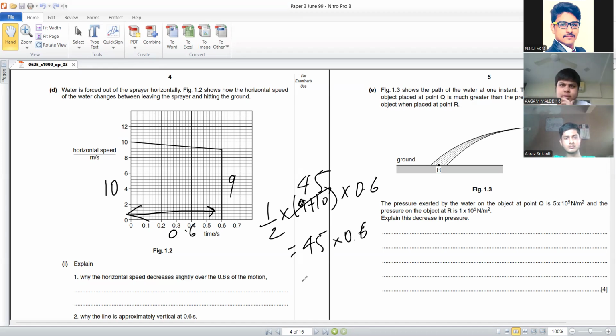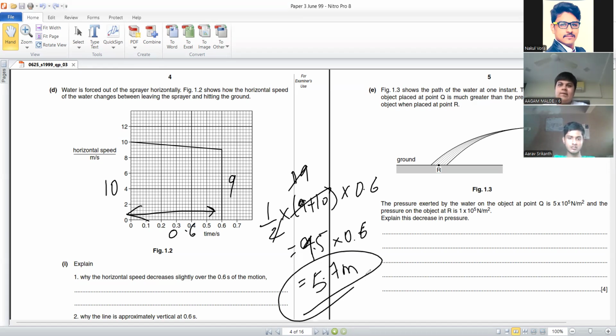Oh, sorry, 19 है. 19 का half will be 9.5. 9.5 into 0.6, 5.7. 5.7 meters लंबा जाके गिरेगा वो.